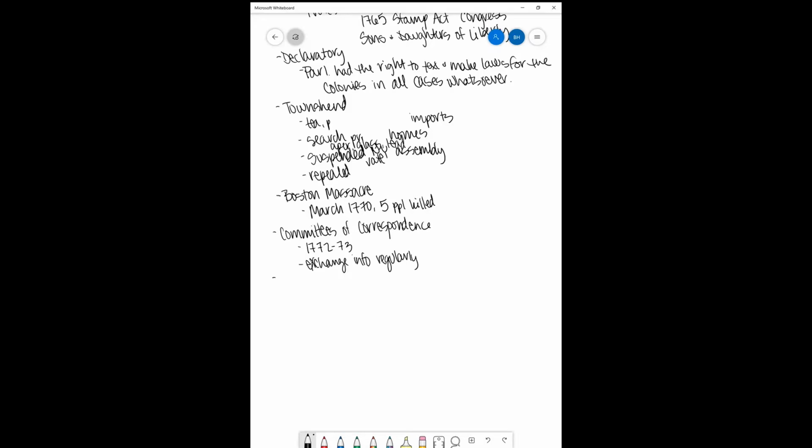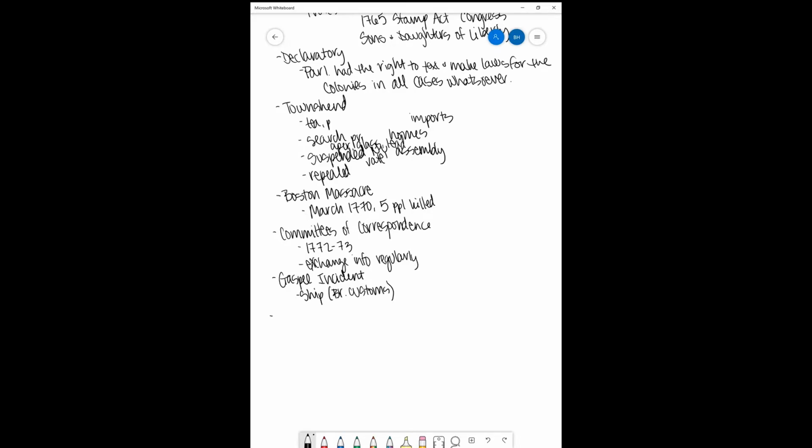And then you have the Gaspee incident, and this is in Rhode Island, and the Gaspee was a ship, and it was a British customs ship, which means that they sat in the port and basically would stop ships, check them, collect taxes, but also check them for smuggled goods. And they were actually pretty effective at catching smugglers. So what ended up happening was, off the coast of Rhode Island, the Gaspee actually ran aground, and the colonists took advantage and set the ship on fire.